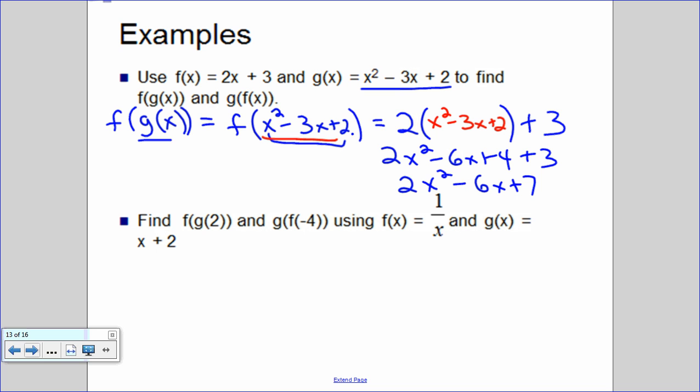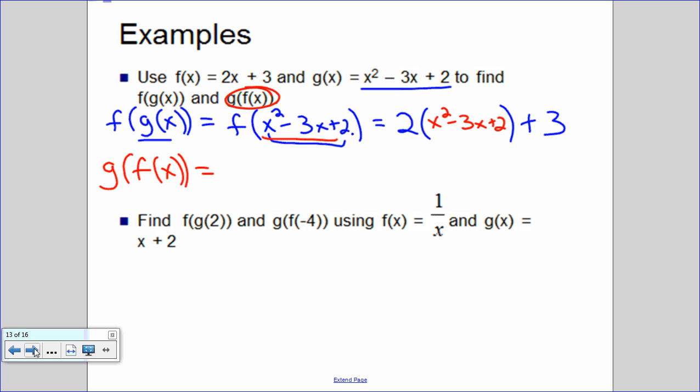Now look how that will be different than the other way. If I go G of F of X, this now looks like the following. Let's use some colors to help us out. Let's use green for F of X, and red for G. This is the same as G of, and replacing F with the rule, 2x plus 3. So now 2x plus 3 is going to go into the G rule, which looks like this.